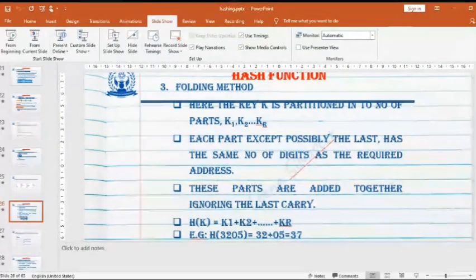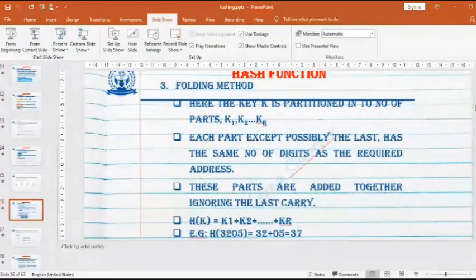Okay, next method is the folding method. Here the key is partitioned into a number of parts. The whole number is divided into some parts, K1, K2, etc., Kr. So R partitions are there, R parts are there. Each part, except possibly the last, has the same number of digits as required. These parts are added together, ignoring the last carry.